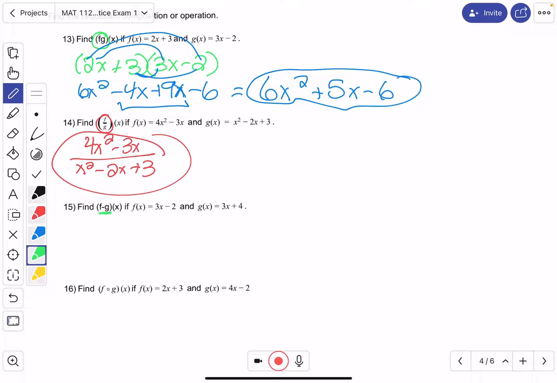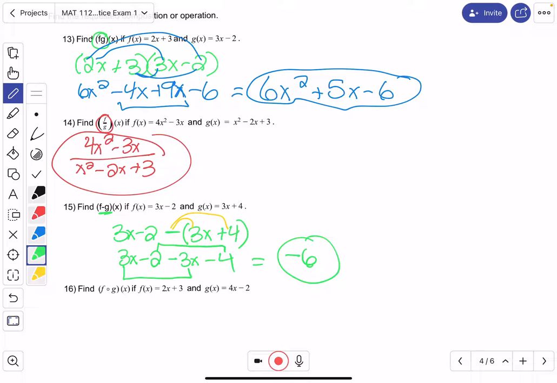Now let's do minus. So f of x is 3x minus 2. We're going to subtract g of x. I put g of x in parentheses because we're subtracting the whole function. So we want to make sure we're distributing that negative sign and not just subtracting the first part on accident. So if I distribute that out, I get 3x minus 2 minus 3x minus 4. And if I combine like terms, 3x minus 3x is 0, and -2 minus 4 is -6.